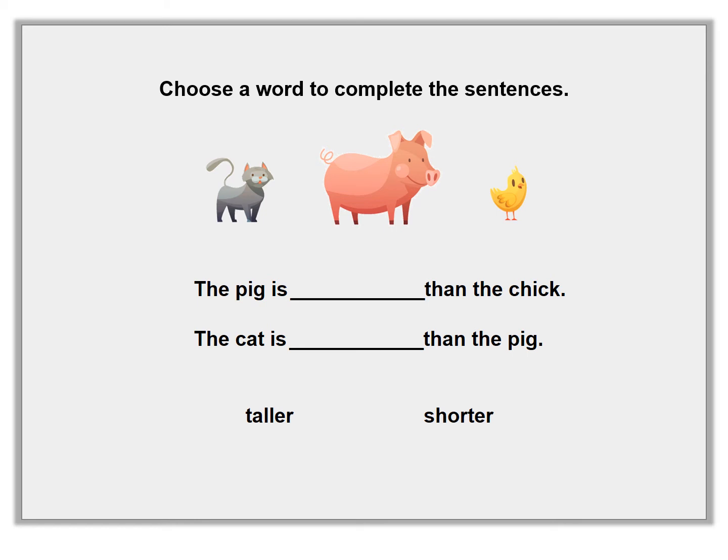Okay, so we've got 3 animals here. We've got a cat, a pig and a chick. So the pig is blank than the chick, and you've either got taller or shorter. So is the pig taller than the chick, or is the pig shorter than the chick? And then the next one, the cat is what than the pig? Is the cat taller than the pig, or is the cat shorter? You're looking at the height of them. How tall, which one is taller or shorter? Okay, the pig is taller than the chick, and the cat is shorter than the pig.